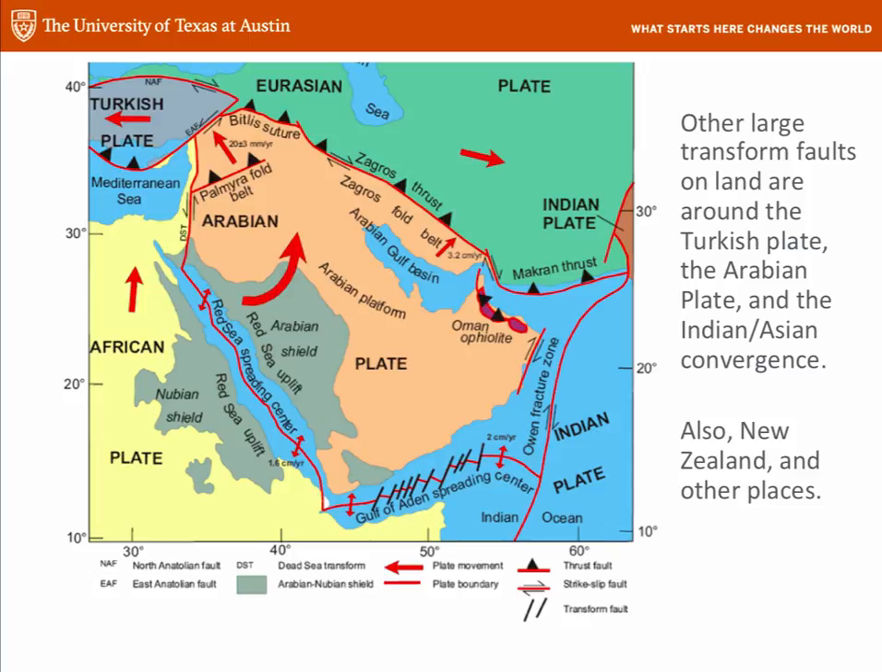There are other large transform faults on land. Around the Turkish plate and the Arabian plate is another place where you see a lot of them. We already looked at them in the Himalaya area. This is why there are very large earthquakes sometimes in Turkey or in the Arabian Peninsula or in New Zealand, another place where a transform fault comes up on land. Transform faults can cause very large and very destructive earthquakes when they're on land.